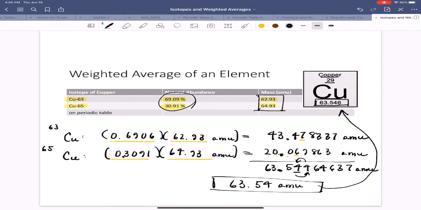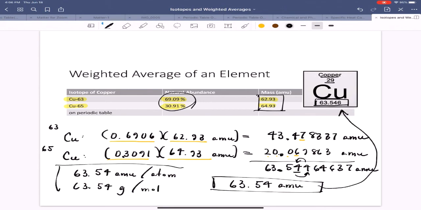the periodic table. On the periodic table, that value could be reflected in 2 kinds of units. We could say that there are 63.54 atomic mass units per atom, and it's not a real atom, that's for a weighted average. Or we could say there's 63.54 grams in a large group called a mole, which we'll get to in a few chapters. So that's 2 ways that we can interpret the weighted average that we find on the periodic table.